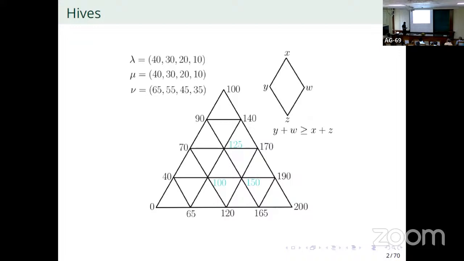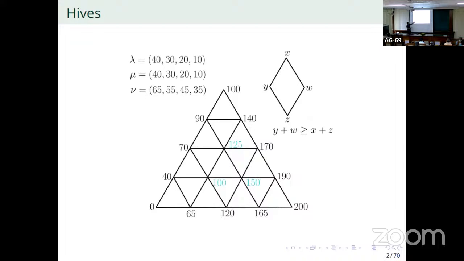So here, for example, in this hive, the lambda is 40, 30, 20, 10. That represents the fact that this slope is 40, this slope is 30, this slope is 20, this slope is 10. Mu is again 40, 30, 20, 10. It represents the fact that this slope is 40, this slope is 30, this slope is 20, and this slope is 10. And this last side, being 65, 55, 45, 35, represents the fact that this slope is 65, this slope is 55, this slope is 45, and this slope is 35.